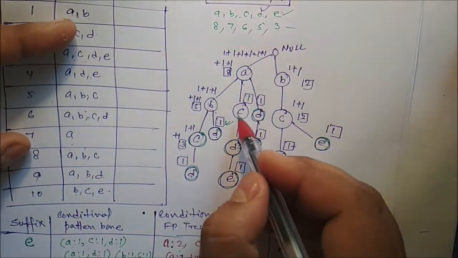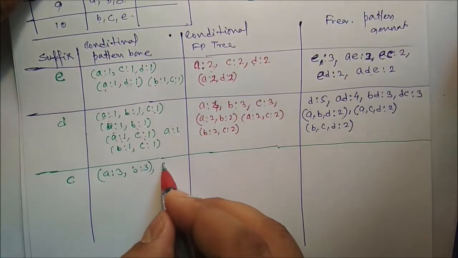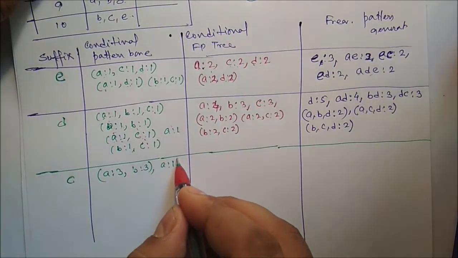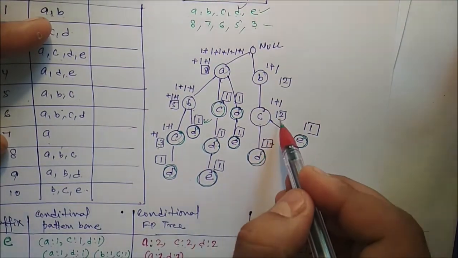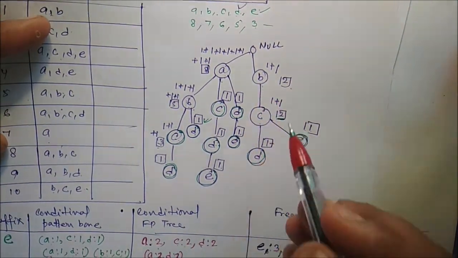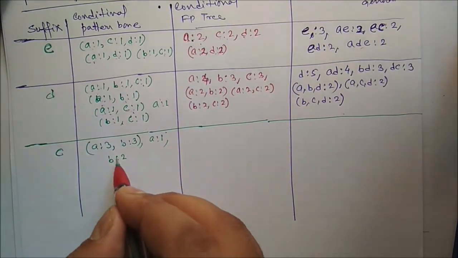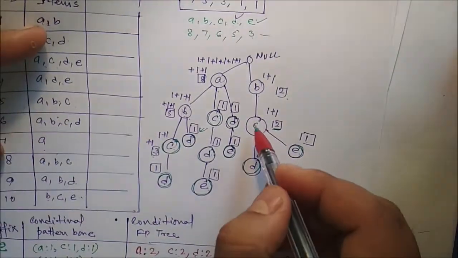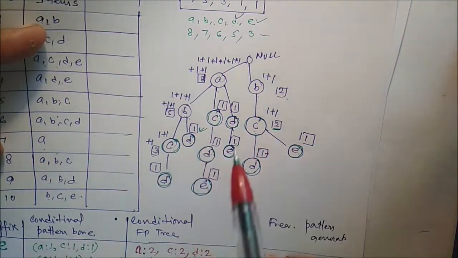Next C is what? This one. Since it is 1 time, so there must be a single A must be there. Another C is what? Where C is this one. Since it is 2 times, so B must be 2 times. Okay, so you can write B 2 times. Okay, so this C is over. So any other C? Okay.